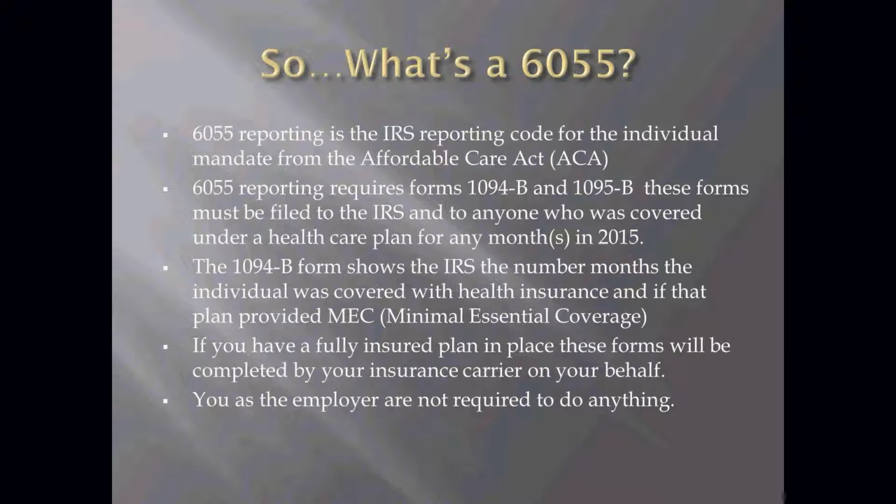One big thing on these Forms 1094-B and 1095-B: if you have a fully insured plan, so you're with Blue Cross, United Health, Aetna, one of those big insurance carriers, and you're not paying reinsurance premiums or anything along those lines, these forms are being filled out by the insurance carrier. They're being mailed directly to the employees and to the IRS on your behalf. Under Section 6055, you really don't have much you have to do as the employer.